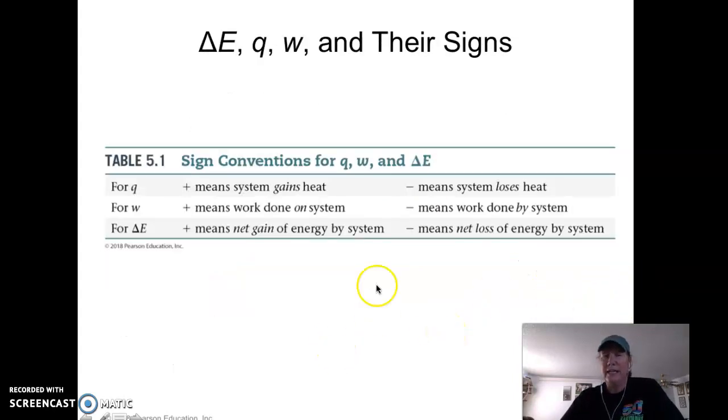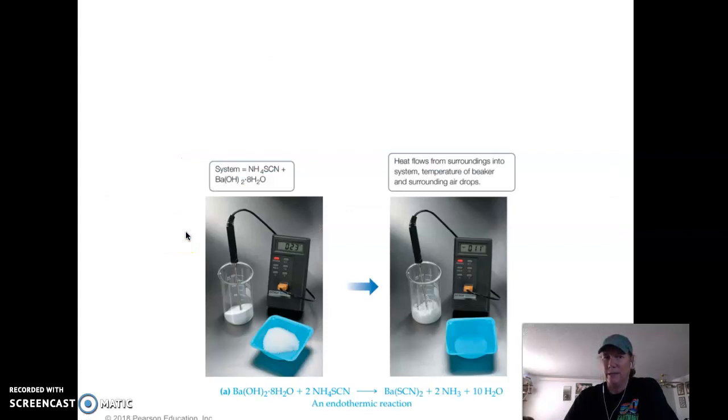And if you look at Q, W, and E, if it's plus, it means it gained heat, negative, it lost heat. If the work is done by the system, again, these guys are all going to be positive, these guys are going to be negative. And the big thing is the net. If it's positive, again, it's called an endothermic. If it's negative, it's called an exothermic.